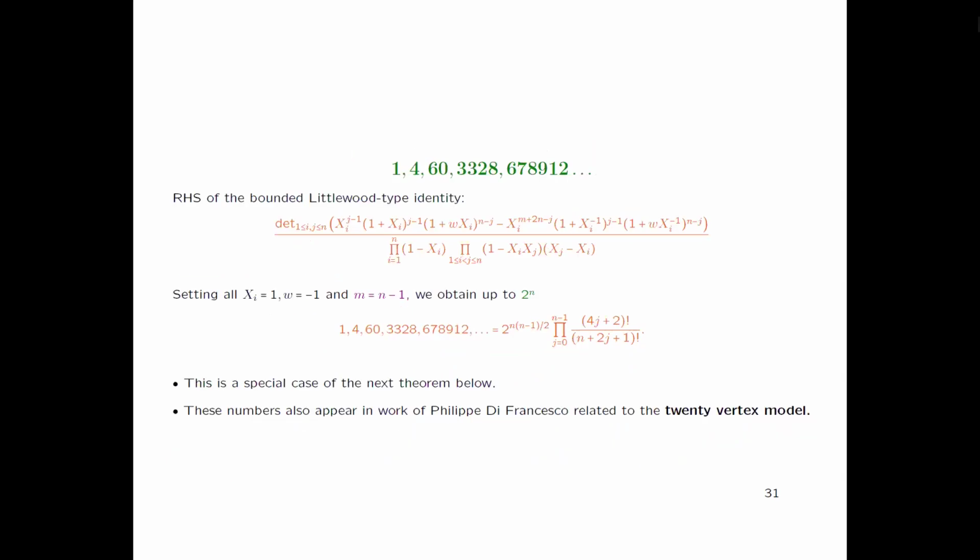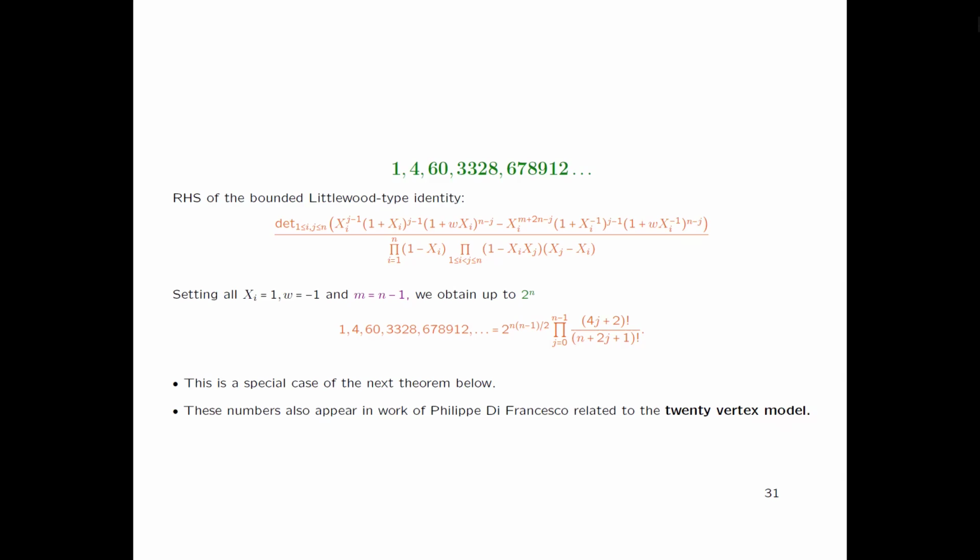Now I want to come to this interesting sequence, which I think Philippe knows best. I take the right-hand side of this Littlewood identity, which is of course equal to the left-hand side, otherwise it's not an identity. And it turns out if you specialize in that way, xi equal to 1, w equal to -1, m equal to n minus 1, you get, up to a power of 2, numbers that Philippe has seen in the 20 vertex model. And this sequence is actually a special case of the theorem that I will show you next.